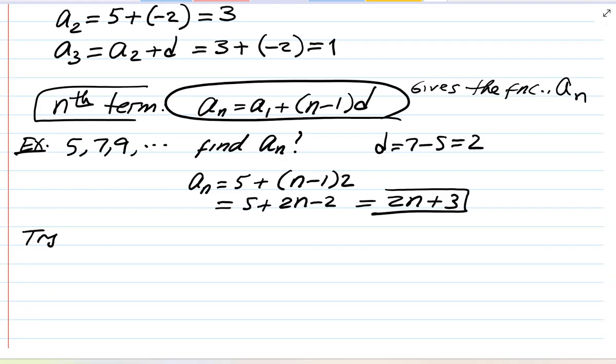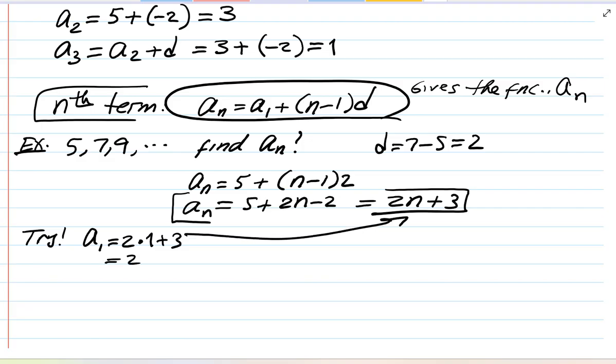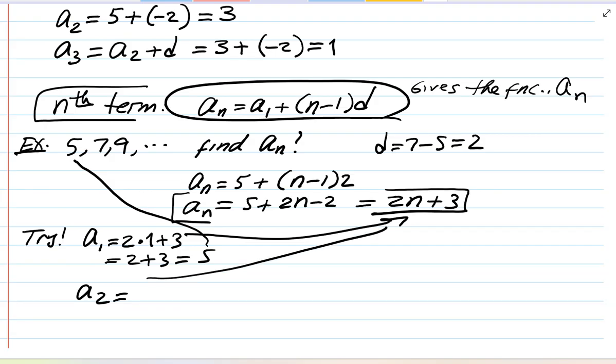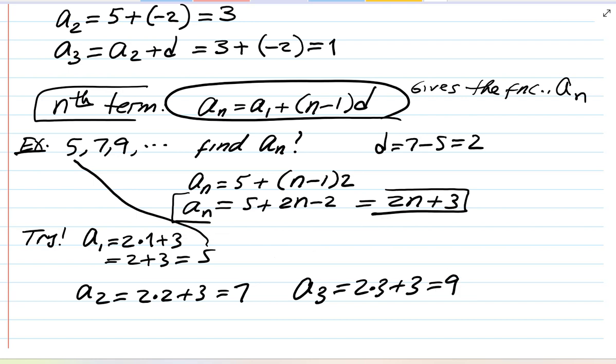So let's try this. A sub 1. Remember, this is for any term. For a sub 1, I go 2 times 1 plus 3, looking at this function. That's 2 plus 3, 5. Aha. There you go. Let's look at a sub 2. What is a sub 2? You're looking at this function again. That's 2 times 2 plus 3. 4 and 3 makes 7. One more. A sub 3 is 2 times 3 plus 3. So that's 9. So you see how we are generating the terms of the sequence this way?